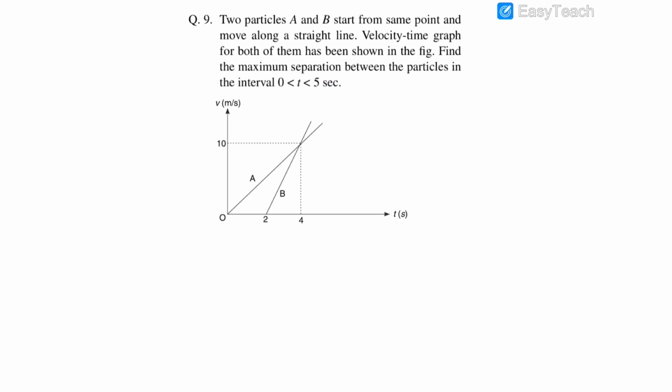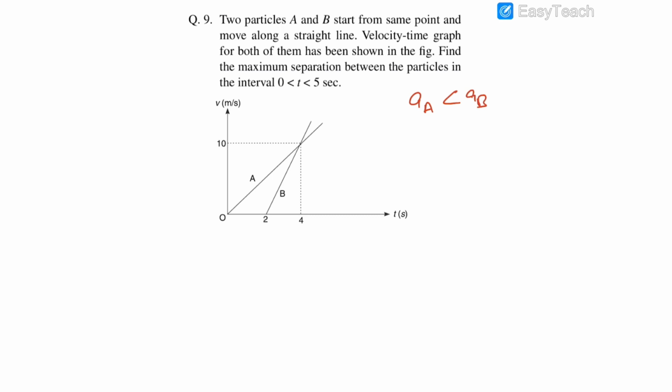You can imagine their motion: A is having a lesser acceleration than B, but the time at which A started was t equal to 0, and the time at which B started was t equal to 2 seconds, which means that B started after A. So initially B would be behind A, and then B would increase its speed with respect to A because the acceleration of B is greater than A.